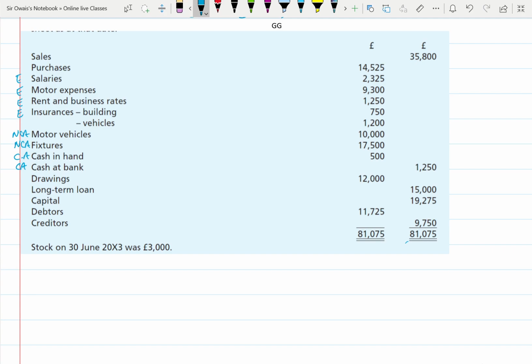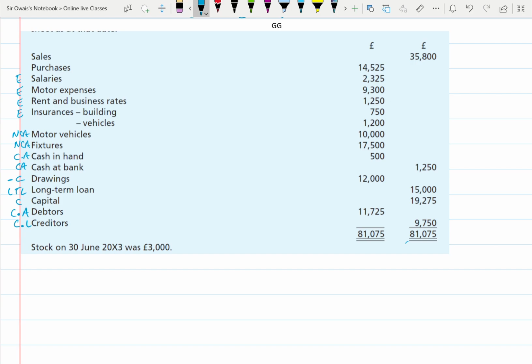This is also a current asset. Then we have drawings here. Drawings is anti-capital. This would decrease your capital. And then we have long-term liability. Debtors would be considered as a current asset. This would be a current liability.